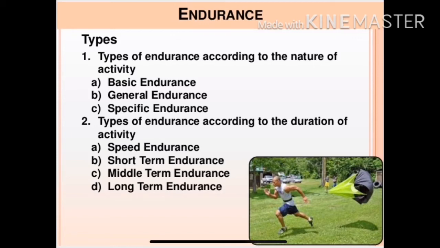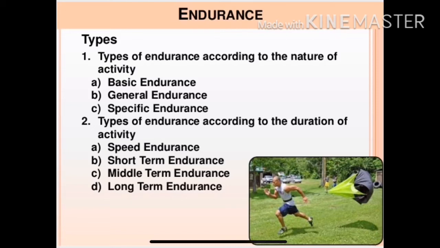So now the duration of activity is divided into four categories. Number one is speed endurance. It is the ability to resist fatigue in activities not lasting more than 45 seconds. For example, 400 meter sprints. Second is short-term endurance. It is the activity which lasts from about 45 seconds to 2 minutes. That is your 800 meter races, because these activities are performed in the absence of oxygen.